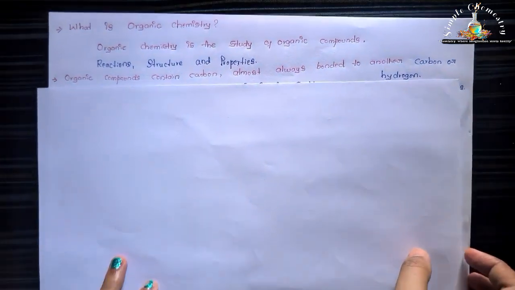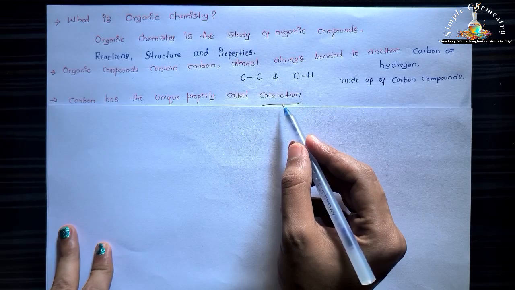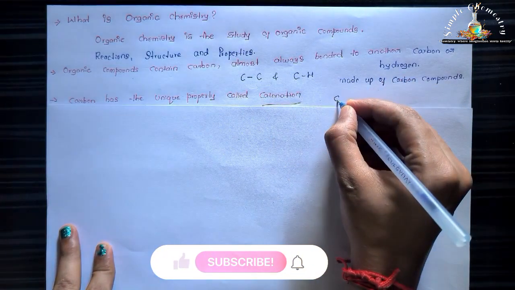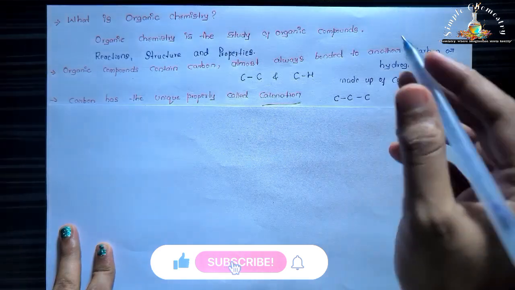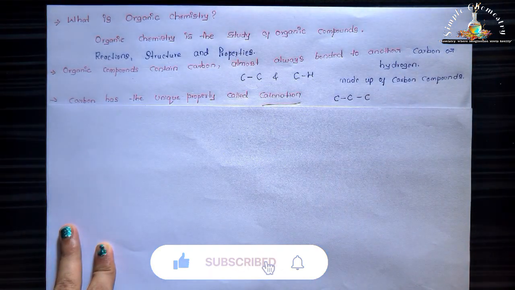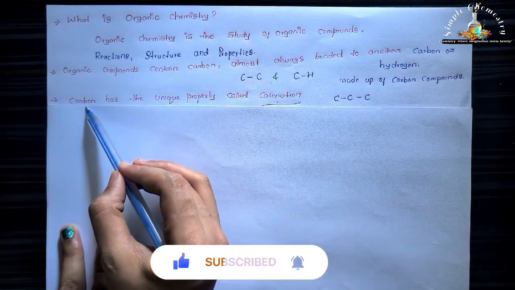The carbon has one of the properties that we call the catenation property. Like the carbon which is bonded with another carbon, and that carbon is bonded with another carbon, it is like a continuation chain. That property we call the catenation property of carbon.